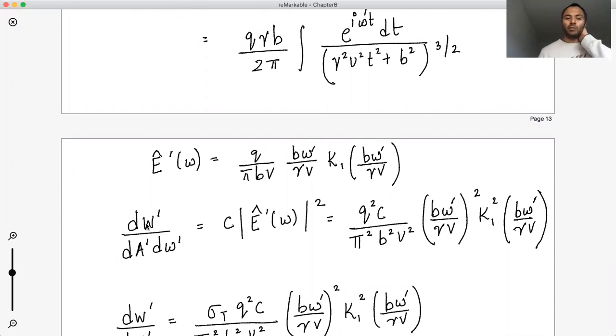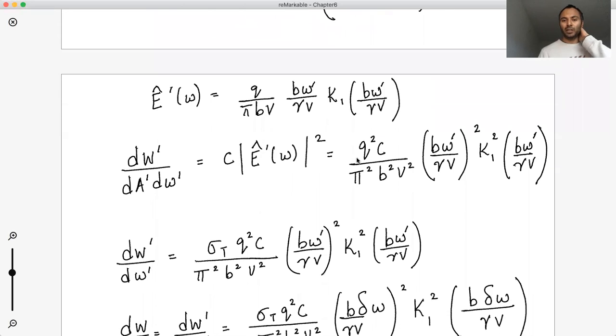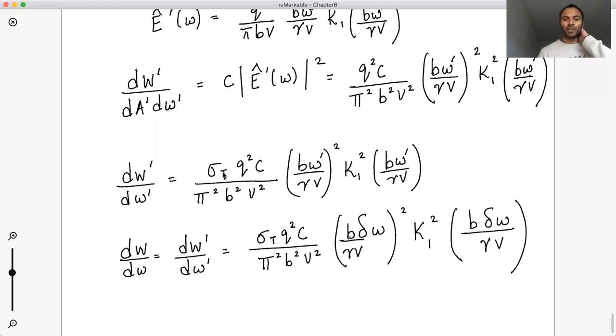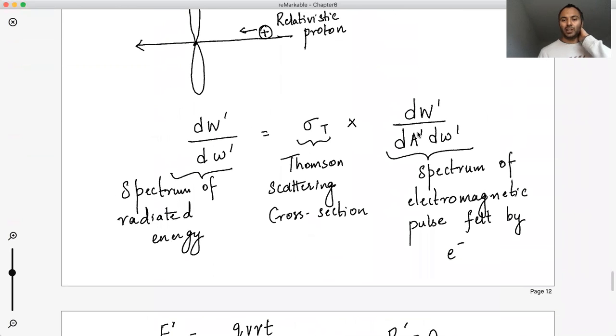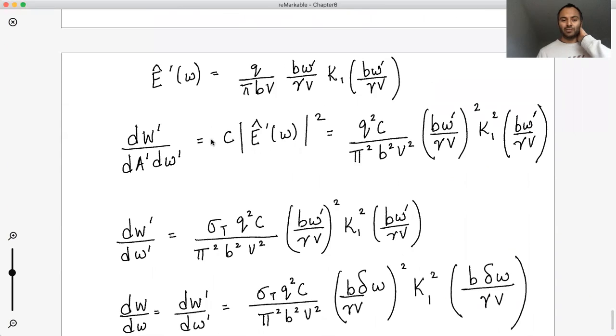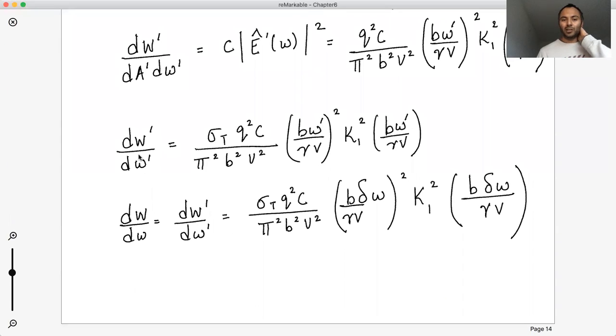What do I want? I want the power per unit area per unit frequency. Sorry, the energy per unit area per unit frequency. Well, that's just the Poynting theorem, right? In the Fourier domain, the Poynting flux is C times E hat square. So I multiply by C and square this value. You basically get the quantity which you're after, the quantity which you want to plug in here. Multiply that by the Thomson scattering cross section, and you're done, right? It's actually simple. You're done here. Now, all of these are in the prime frame.